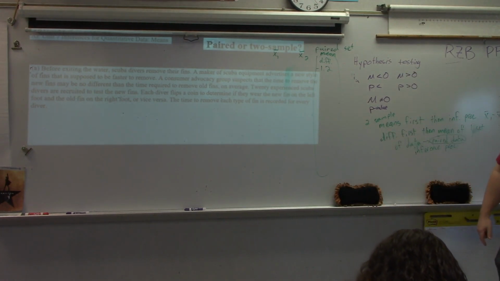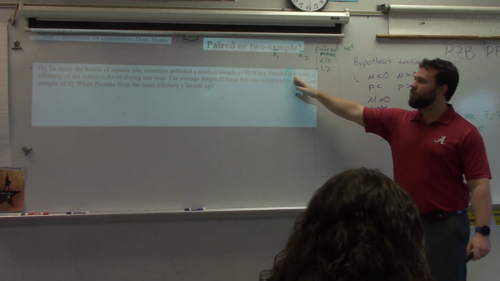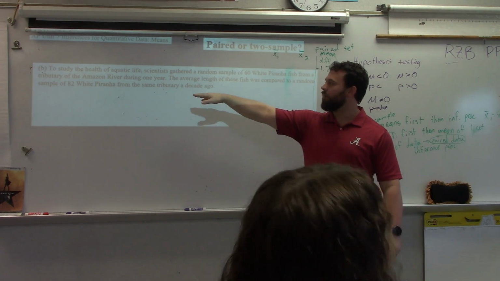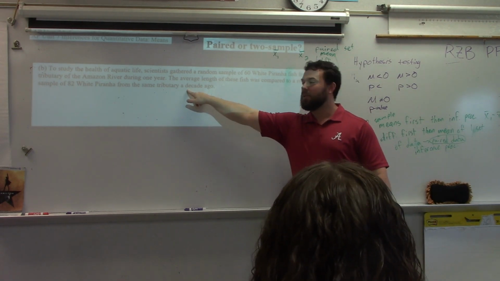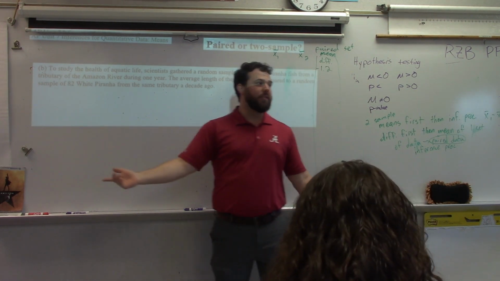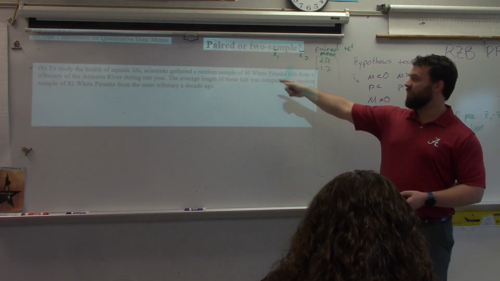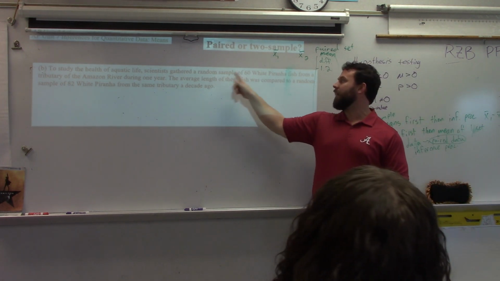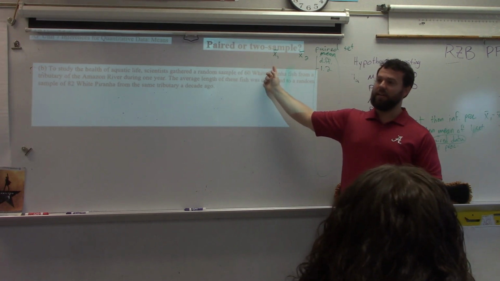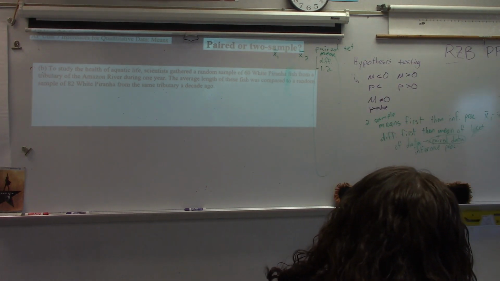Does that help? But here in this one, we have 60 white piranha fish from the Amazon, and then we have 82 white piranha from the same tributary a decade ago. You see how they have different sample sizes? If they have different sample sizes, you can't do a difference of each individual. Also, a decade ago is not going to affect the fish here. So you see how these are independent? Right, so that's another thing. If they are independent samples, they can't be paired data.